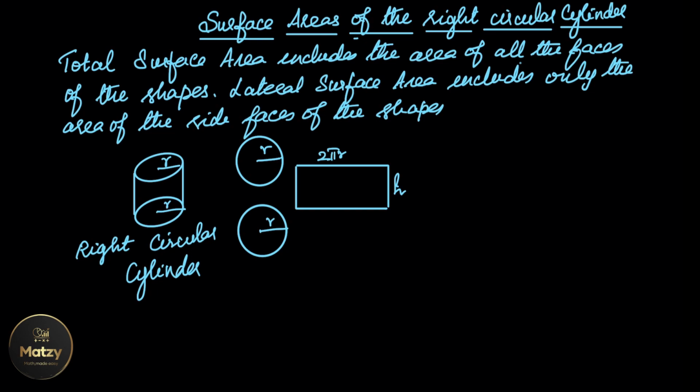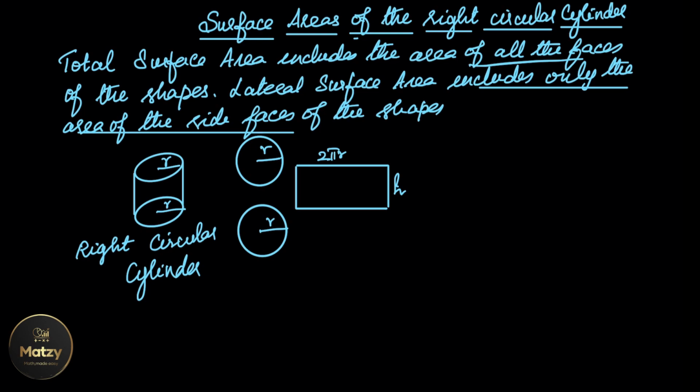Surface area includes the area of all the faces of the shape. LSA, that is, lateral surface area, includes only the area of the side faces. In a right circular cylinder, the top and bottom are in the shape of a circle. They are congruent circles. Actually, we have to find out how much space the whole surface would take up. That is only the total surface area.